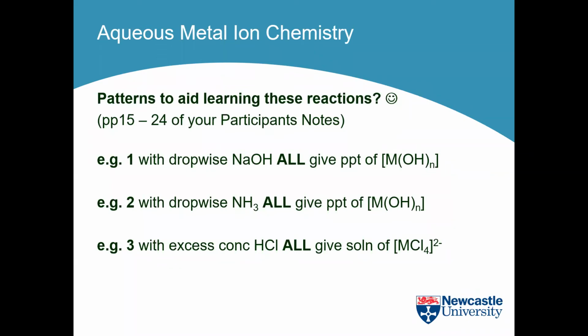All NaOH give a precipitate of the hydroxide. All dropwise ammonia give a precipitate of the hydroxide. So there's potentially 12 reactions boiled down to 1. Excess concentrated HCl all gives MCl4 2-, the tetrahedral complexes, and there are various others as well. I've got those rules for you in the booklet. What I used to do with my students is give them the blank table. They used to fill in all the shapes, formulas, and colours of the complexes, and then I got them to go through and come up with the rules themselves. What are the patterns? And there are patterns in the way these behave, apart from, as I said earlier, the colours.